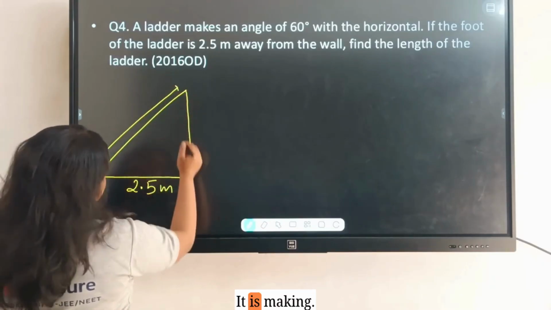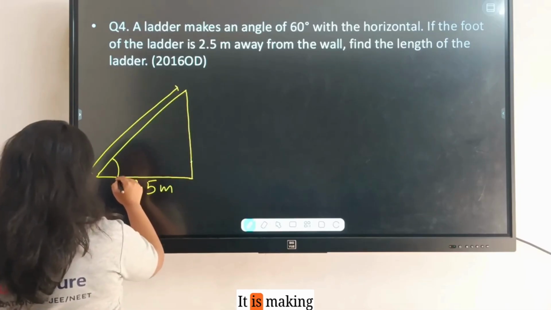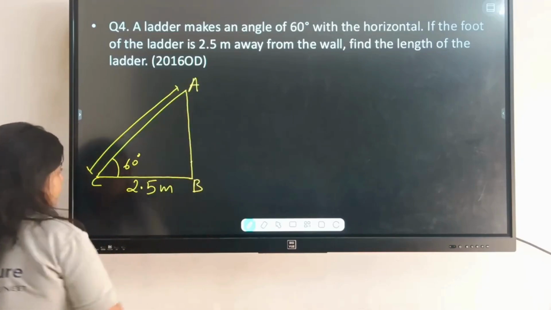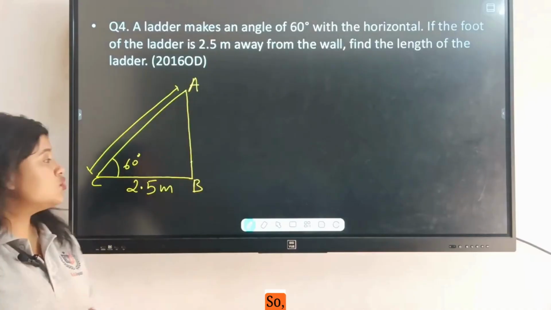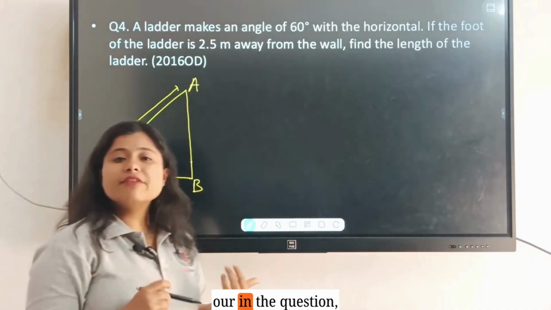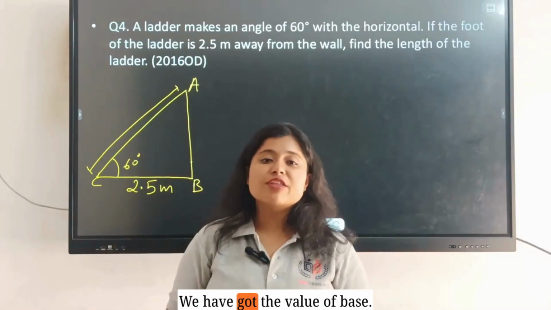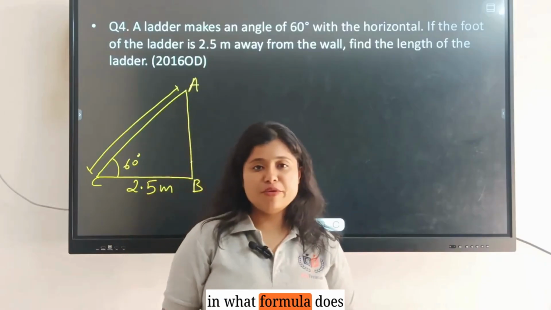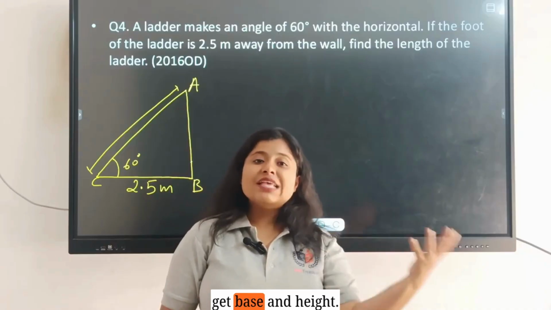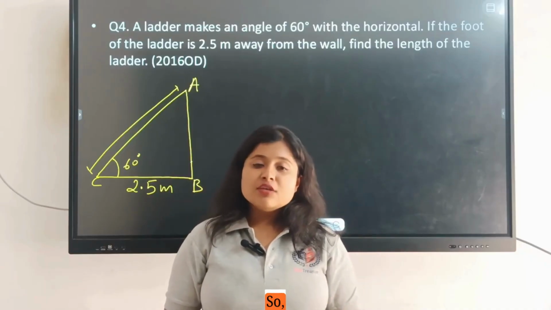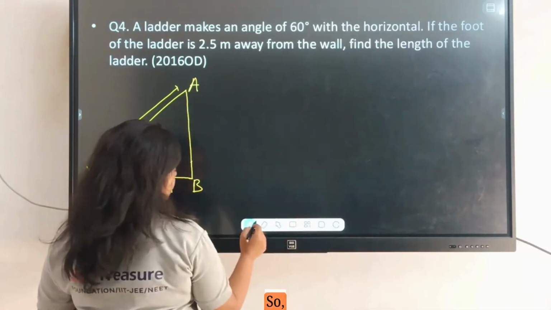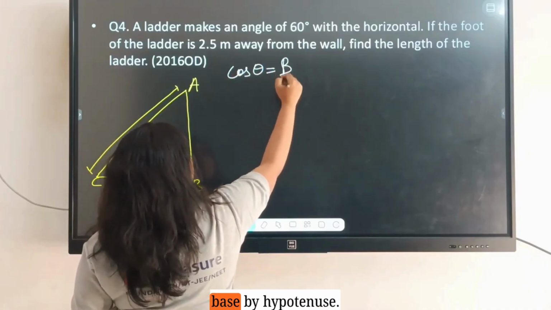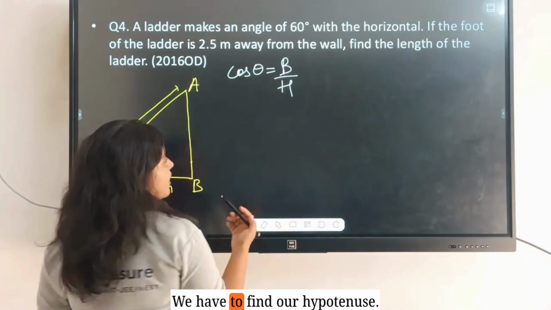First of all, it is making 60 degrees. Now we will name this ABC. So we have to find the length. How are we going to do this? First of all, in the question we have got our theta, we have got the value of base. We have to find the value of hypotenuse. You have to question yourself in what formula do we get base and hypotenuse? We get it in cos. So can we write cos theta is equal to base by hypotenuse?